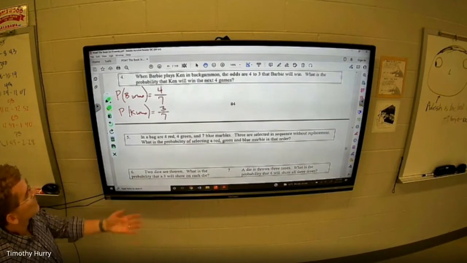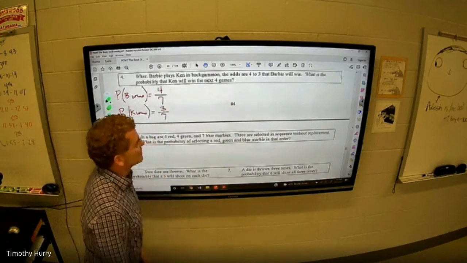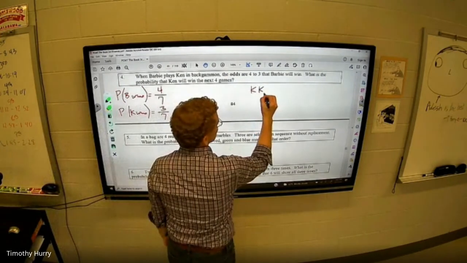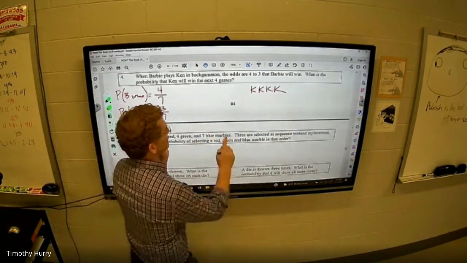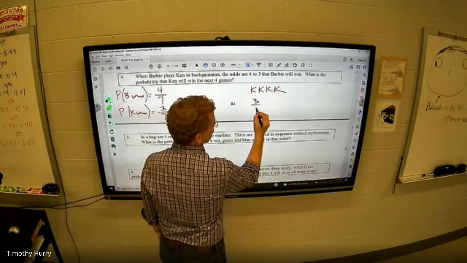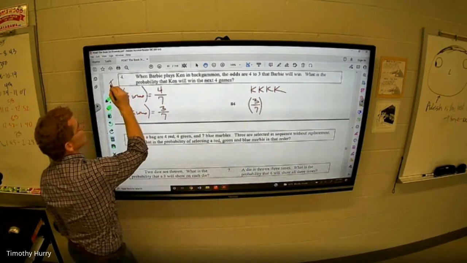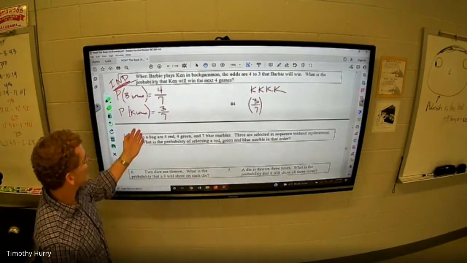All right, so the question is, what's the probability that Ken will win the next 4 games? So Ken's winning 4. Oh, that's unfortunate, Ken, right? All right, so I've got Ken winning 4 times, so 3 7ths. But is this independent or dependent? Independent, right? Because the probability of Ken winning isn't changing.